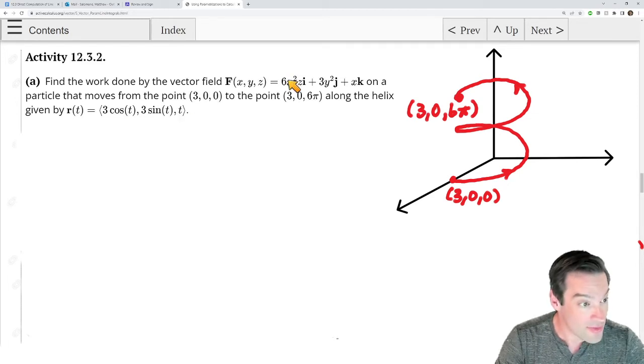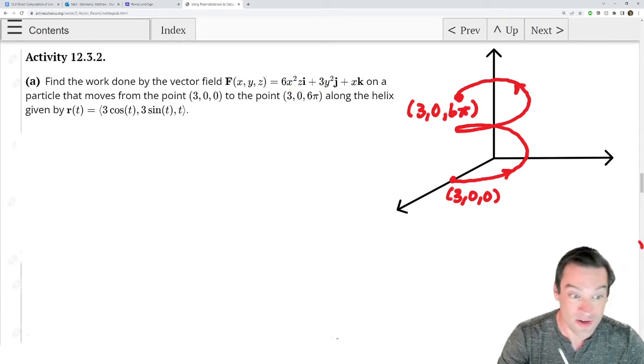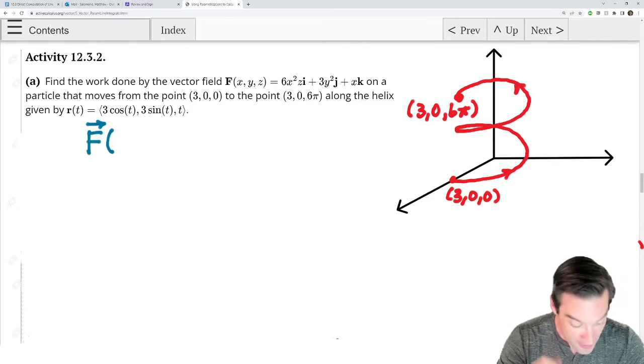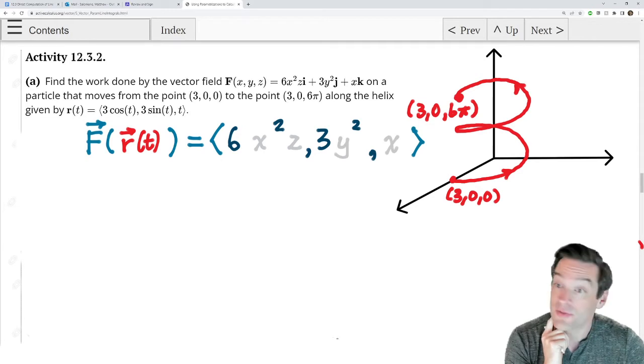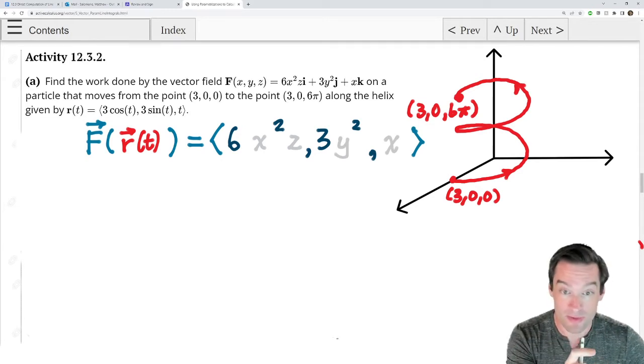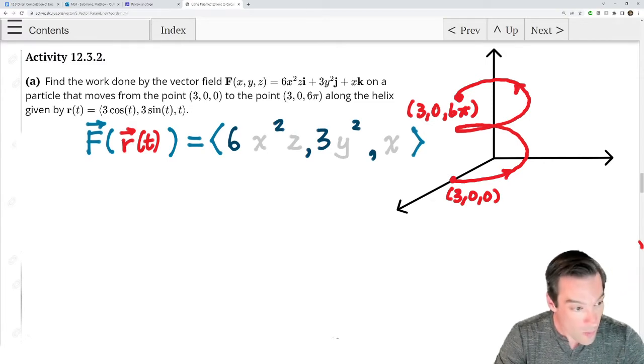And they give us this vector field, 6x squared z, comma 3y squared, comma x. And we're supposed to find the path integral of that vector field along this helical path. To set this up in an explicit way, we need to find what is f of r of t. So we need to plug the parameterized curve into the vector field to figure out, as a function of t, what this vector field is doing at each point along this path.